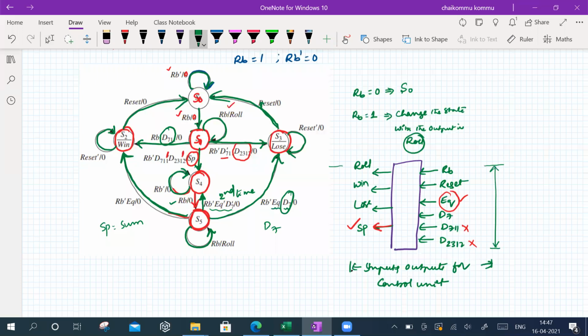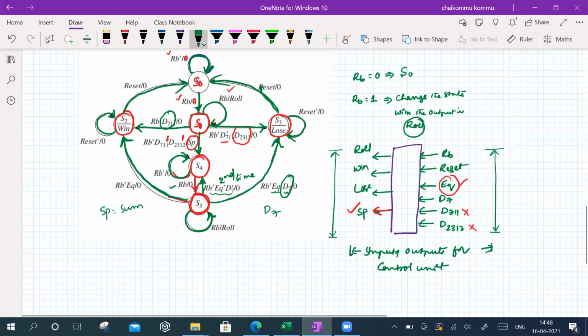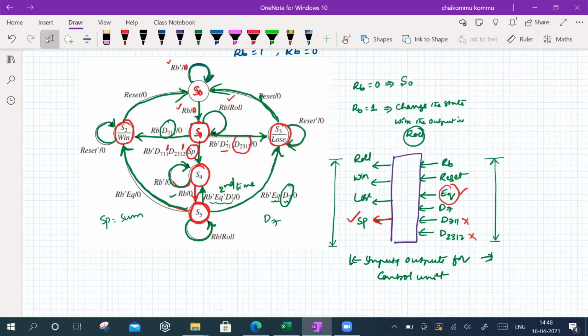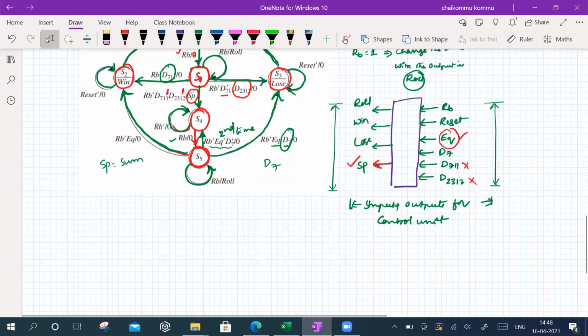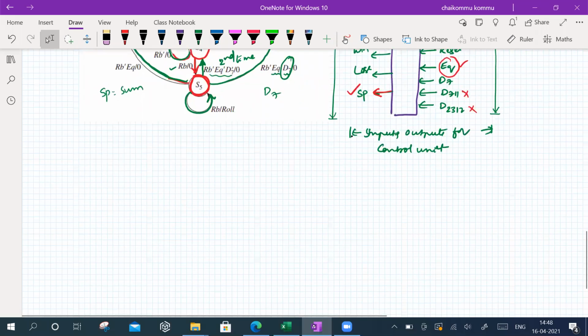So I have drawn this state diagram based on this block diagram, right? So shall we write the SM chart for this one? Once we know the state diagram, it is possible to develop the SM chart directly. Of course, the SM chart we can also do directly, but from this one we can develop. Okay. So let us now draw the SM chart.